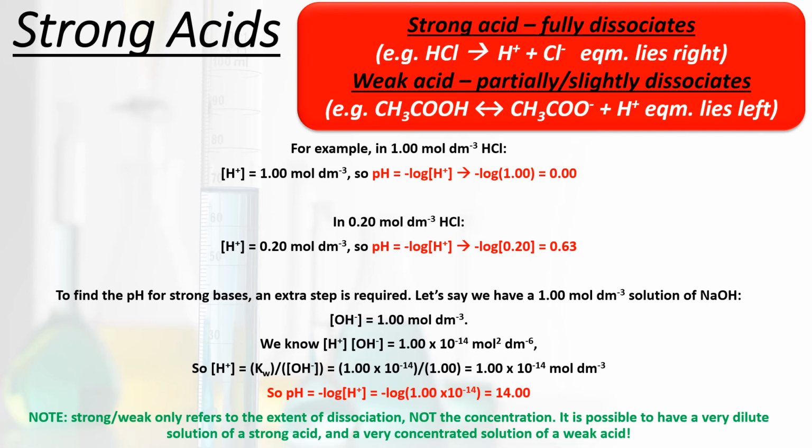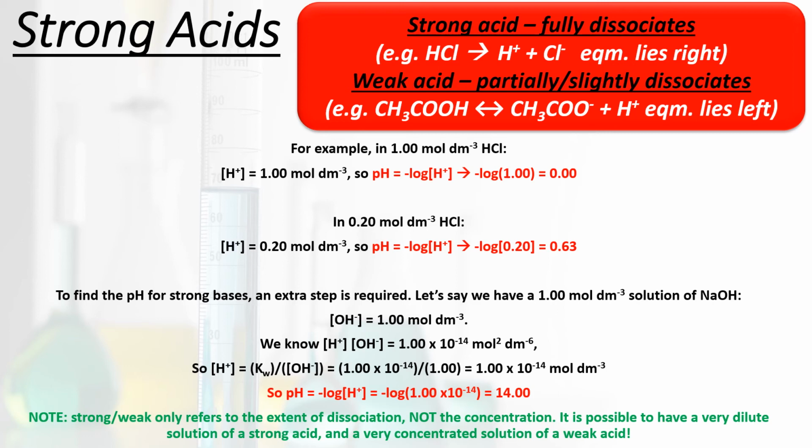If I have 0.2 mole per decimeter cubed HCl, again, that means essentially that H plus is 0.2 moles per decimeter cubed because it's a strong acid. The HCl concentration is the same as the H plus concentration. And so using the pH formula again, we now get a pH of 0.63. We can also define bases in the same way. Strong bases fully dissociate, weak bases are partially dissociated.